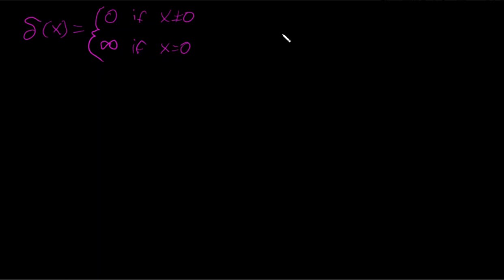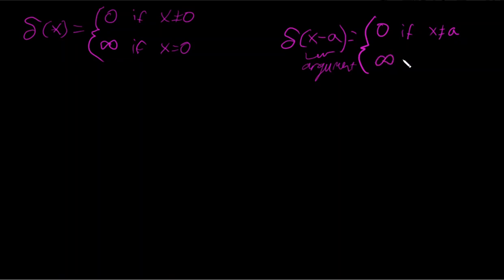And then delta of x minus a, which is another useful form of this, right? Well, it is 0 if the argument x minus a is not equal to 0, which means x is not equal to a. And it is infinity if the argument is equal to 0, which would mean x would be equal to a, right?